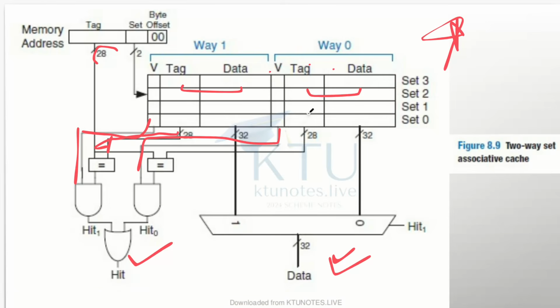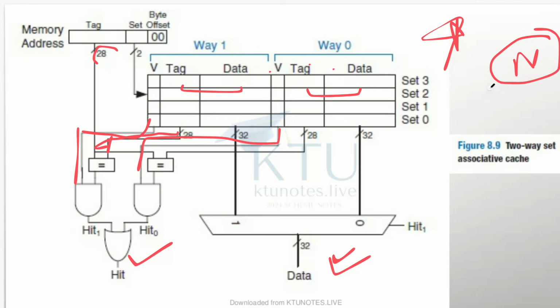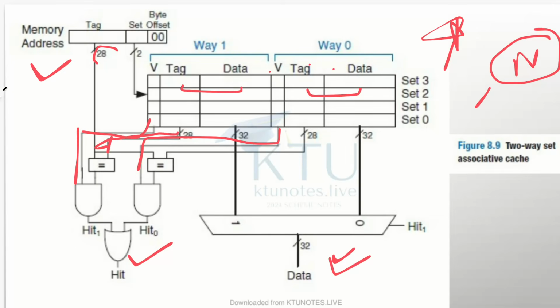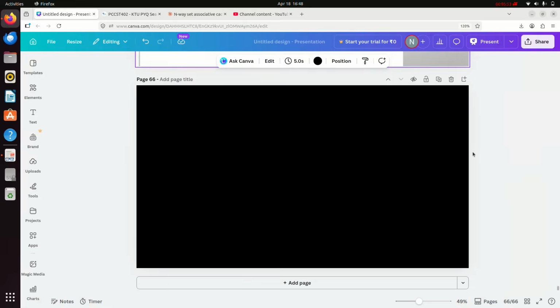The only difference here is that n ways means you can divide one set into n ways. That is what n-way set associativity means, and that is the only difference from the direct mapped cache. This diagram is one important thing that you have to learn in set associative cache, and this is the diagram for two-way set associative. Fine. Thank you.